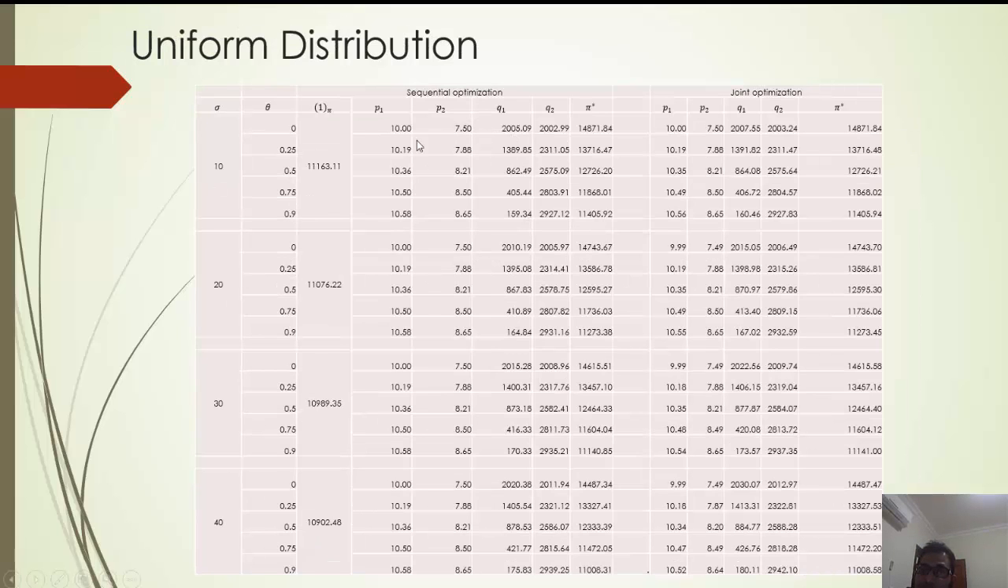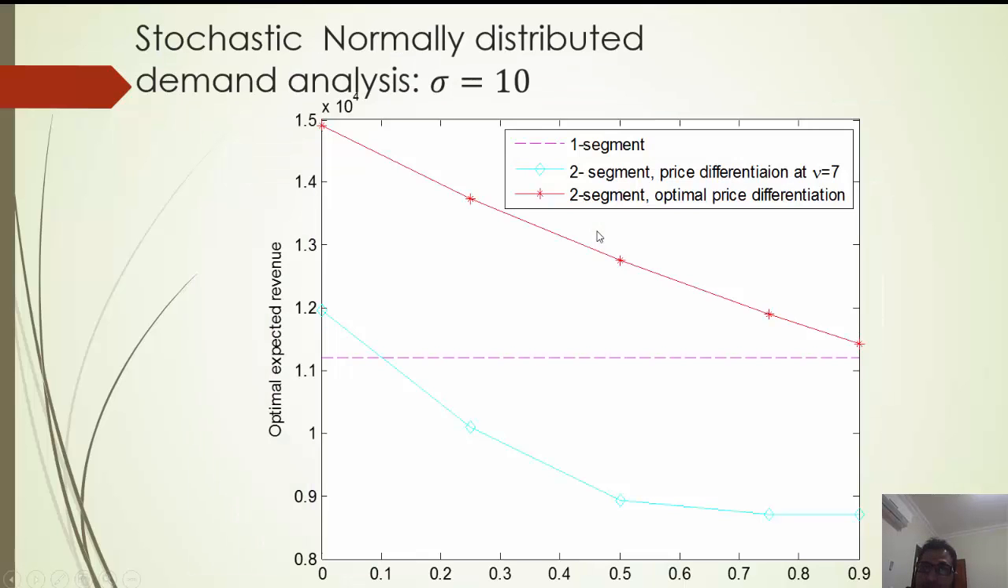Similar trends are being observed for the uniform distribution case. The only thing that we noticed is that the revenues are slightly lower, because the uniform distribution is wider and more imprecise compared to the normal distribution. So this is one of the rationales for having a bit lower revenue compared to the normal distribution case.